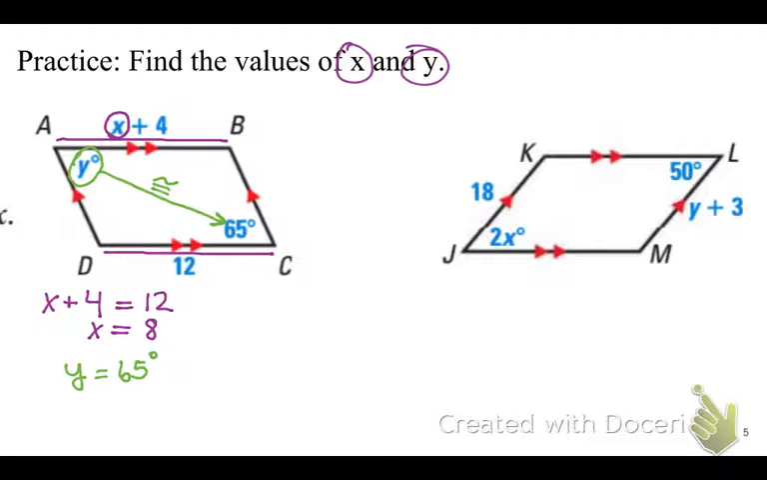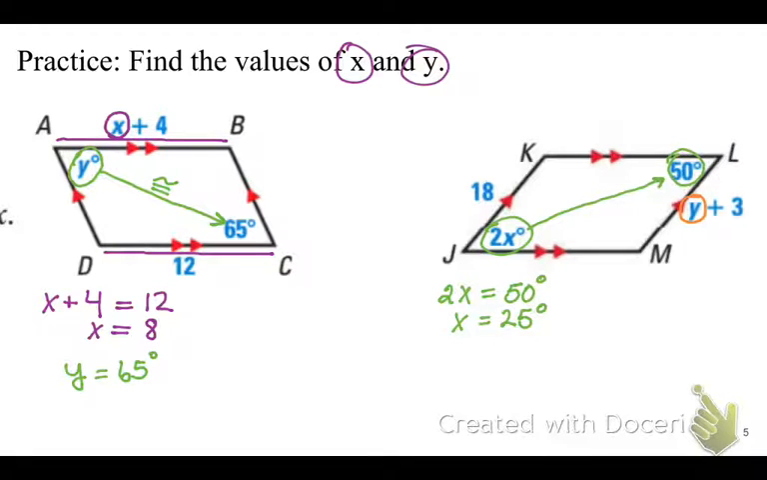So let's make it a little bit more challenging. So here's my x, my 2x, and the angle opposite it is 50 degrees. So I know that 2x is going to equal 50 degrees. Divide both sides by 2, and you know that x is equal to 25 degrees. Okay. Now let's look at y. Here's my y.